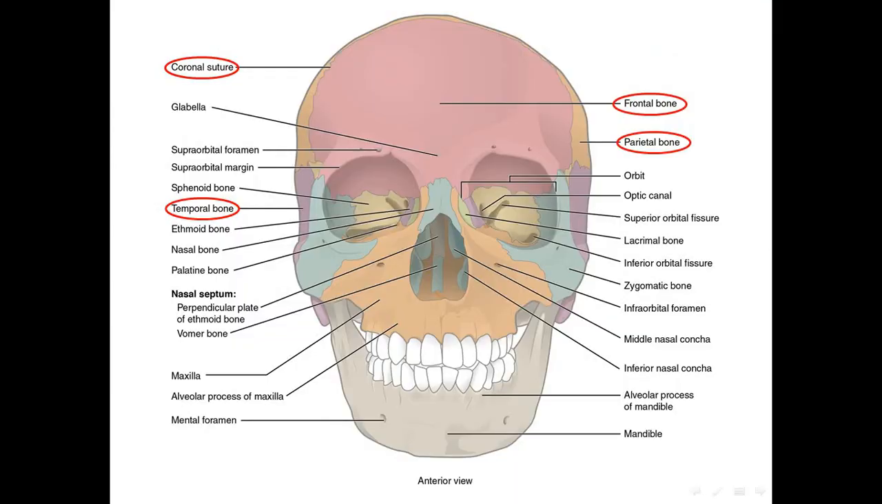Here we have this figure to illustrate the locations of the bones that we have learned. This is the location of frontal bone, and this is the coronal suture, which connects the frontal bone anteriorly to the posteriorly located two parietal bones. These are the parietal bones. This is the temporal bone.